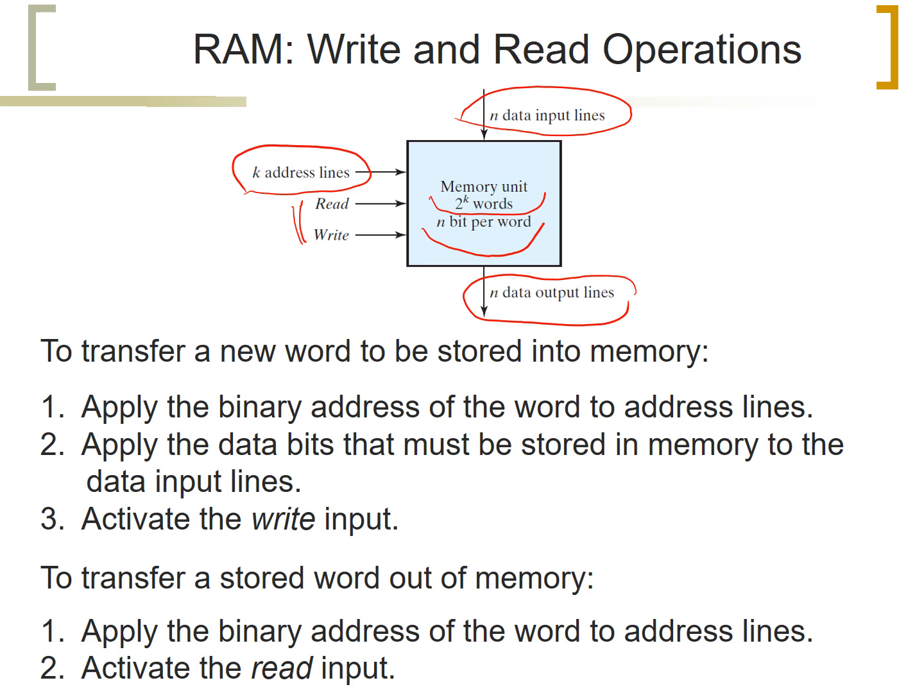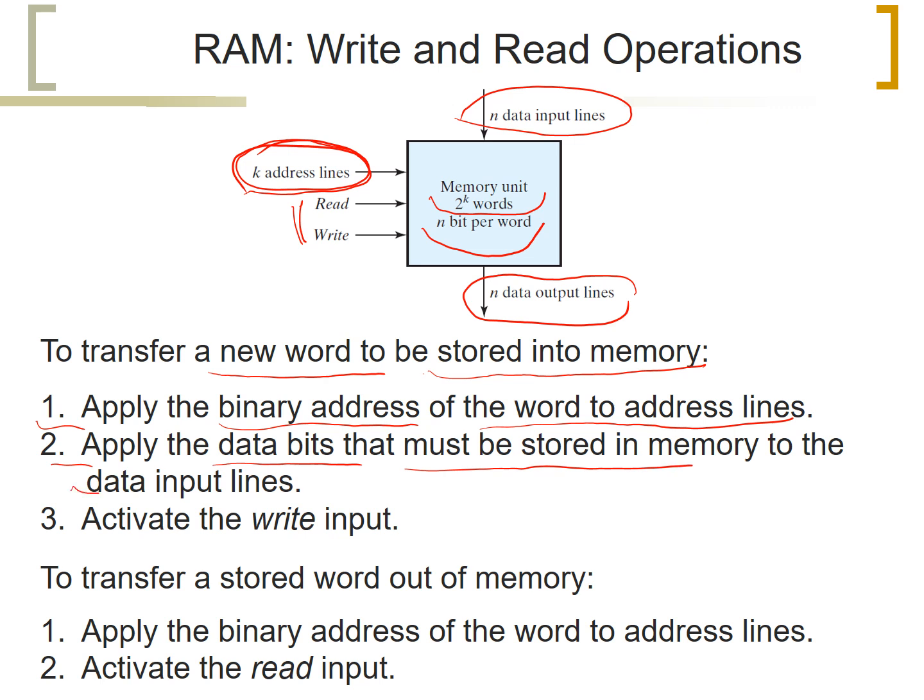Now, to transfer a new word in order to be stored into the memory, we do the following steps. Number one, we apply the binary address of the word to the address lines. So we put at the address lines here the address of the word that we want to store or to save. And then number two, we apply the data bits that must be stored in the memory to the data input lines. So this will be the first thing that we do, and this will be the second thing that we do, and the third thing, we activate the write input. So we make the write active. And then the word will be stored in the memory after some time, as we will explain next.